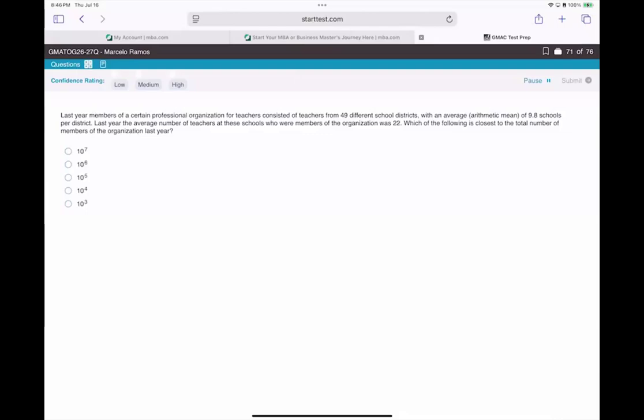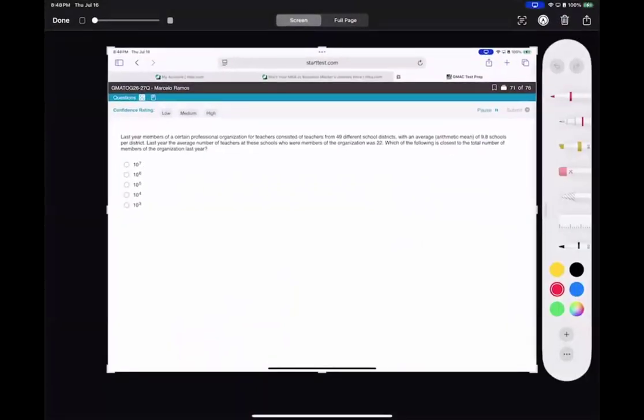Last year, members of a certain professional organization for teachers consisting of teachers from 49 different school districts, with an average arithmetic mean of 9.8 schools per district.